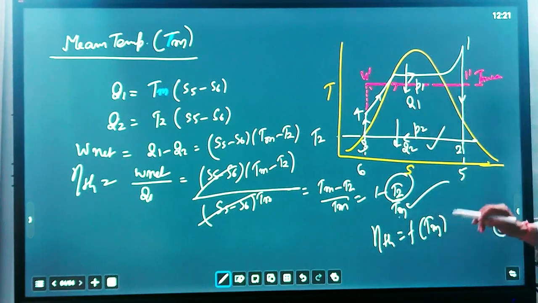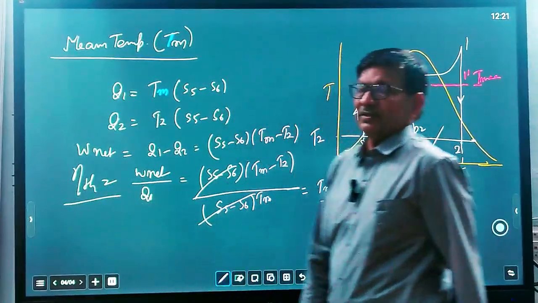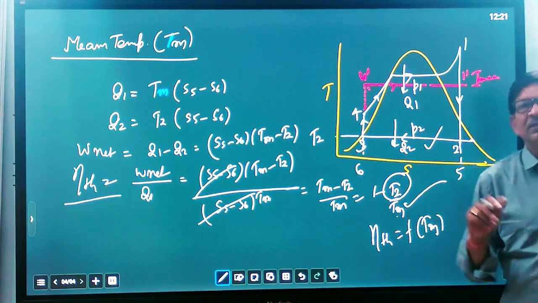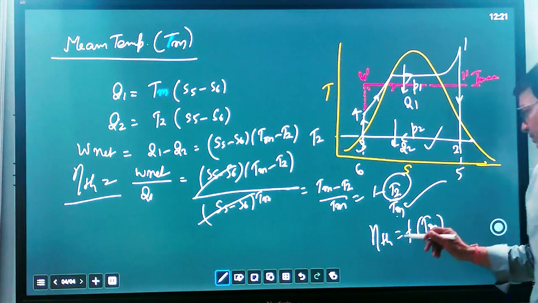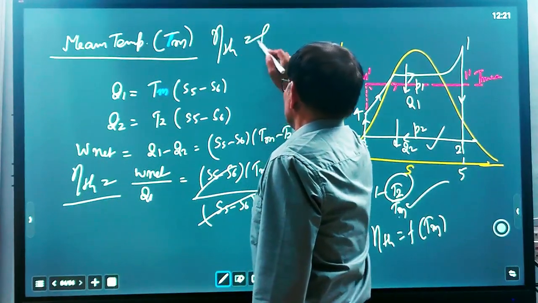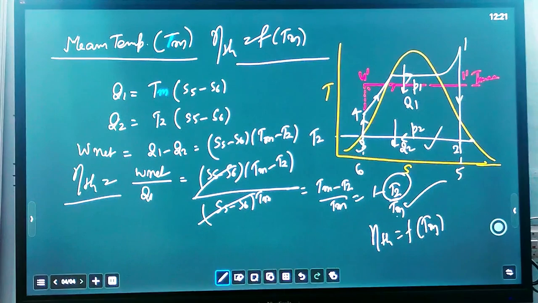The higher the temperature, the higher will be the thermal efficiency. So thermal efficiency and performance of a thermal power plant is based only on the mean temperature. Higher the mean temperature, higher will be the thermal efficiency. So what are the limits of increasing the mean temperature?